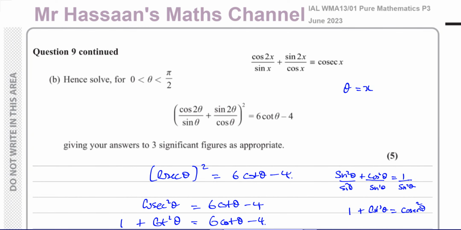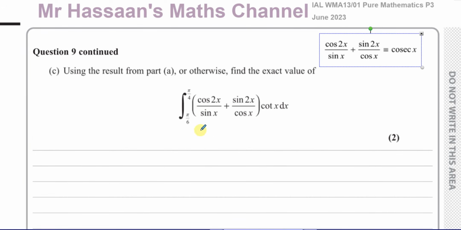Okay, so now for part C, 9C. It says, using the result from part A or otherwise, find the exact value of this integral. Now, by far, using the result from part A, or sometimes this whole phrase here can be just replaced with hence. So using the part A result or otherwise, find the exact value of this integral. Okay, so now what we see is all of this can be replaced by cosec x.